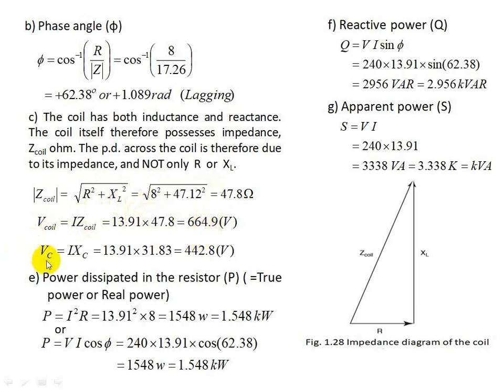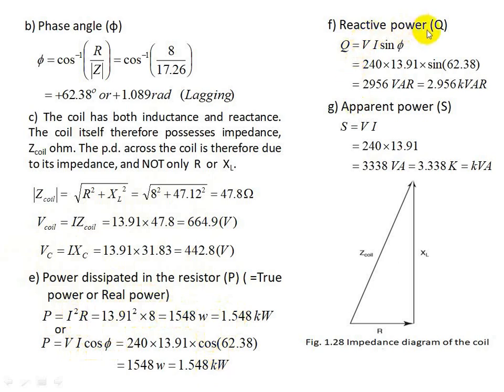To find voltage across the capacitor, multiply current with XC. This comes to be around 442.8 volts. Then the next part is power dissipated in the resistor, capital P, which is also called true power or real power. The formula is I square R or VI cos phi. So substitute values, in both cases you'll get 1.548 kilowatts.